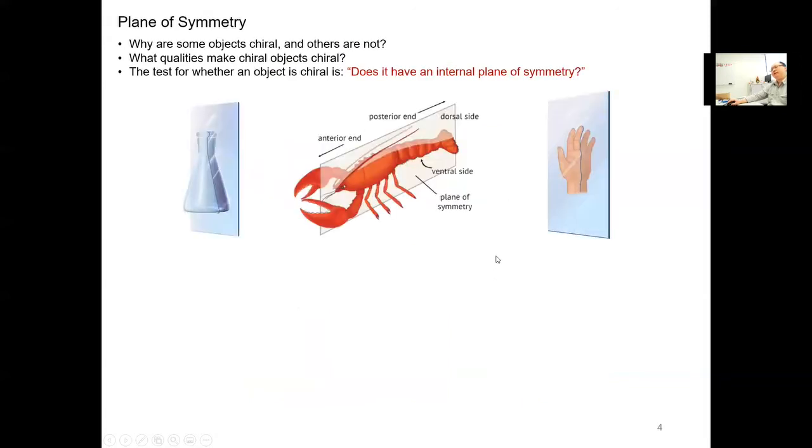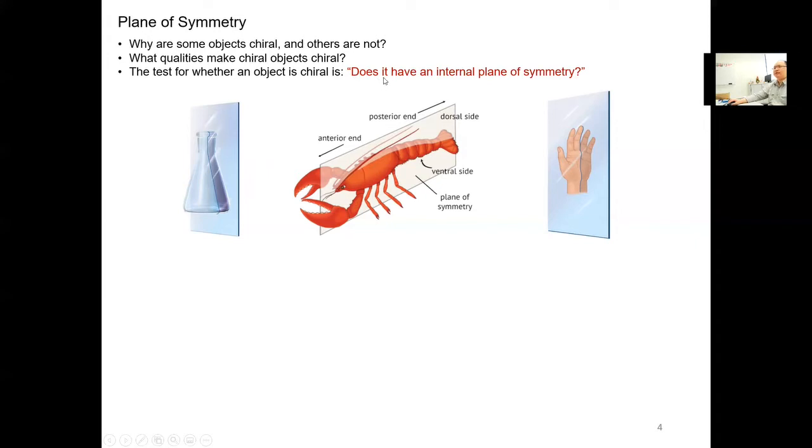And a deeper question about chirality is that, okay, we can use this test, the mirror test, to see whether it's achiral or chiral. But why are some objects chiral and others are not? That's a question that we're going to talk about in this lecture. And what qualities make chiral objects chiral? Okay, and I'm going to introduce another test for whether an object is chiral or not. So the simple question is, does it have an internal plane of symmetry?